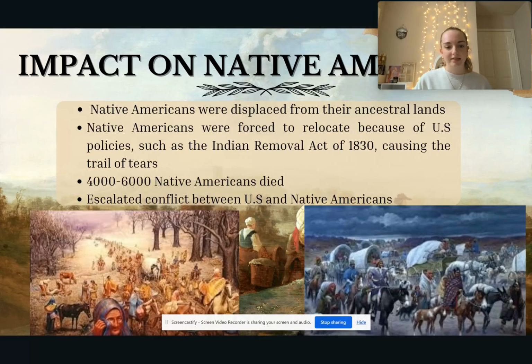So this escalated conflict between U.S. and Native Americans because as the U.S. settlers go to settle in these native lands, the Native Americans would get really mad and they would fight them, which overall just increases tensions in general.